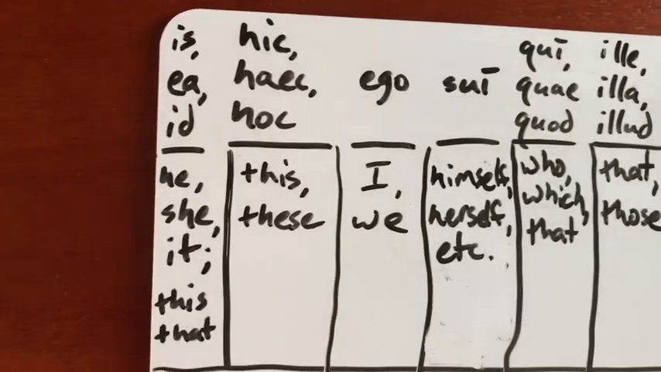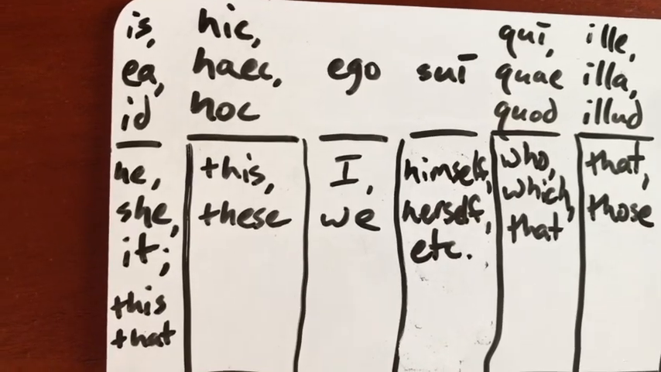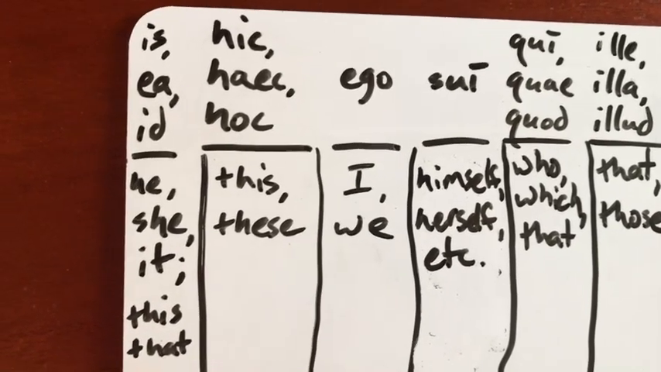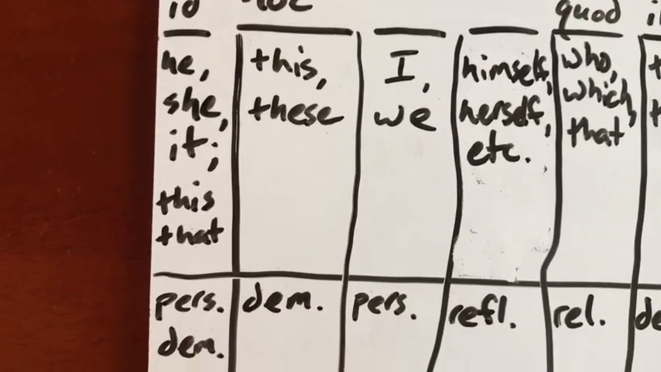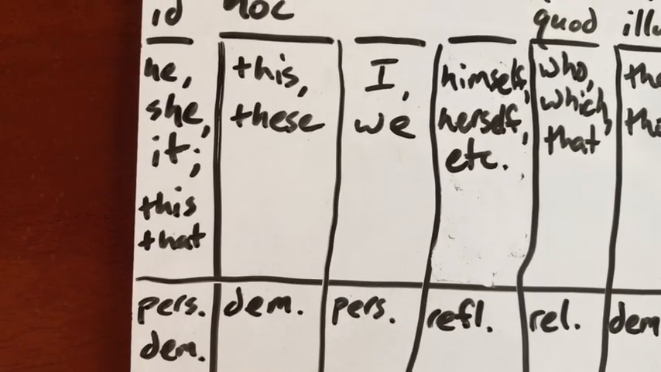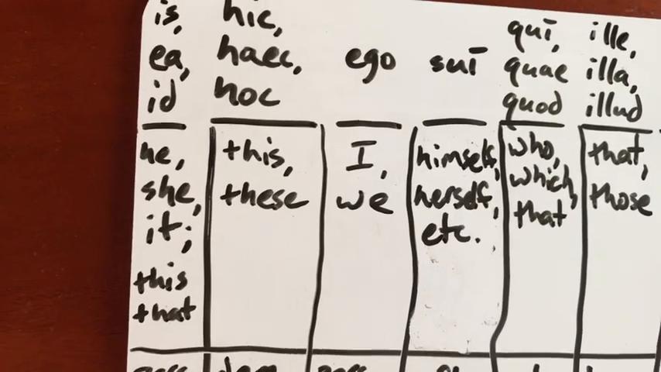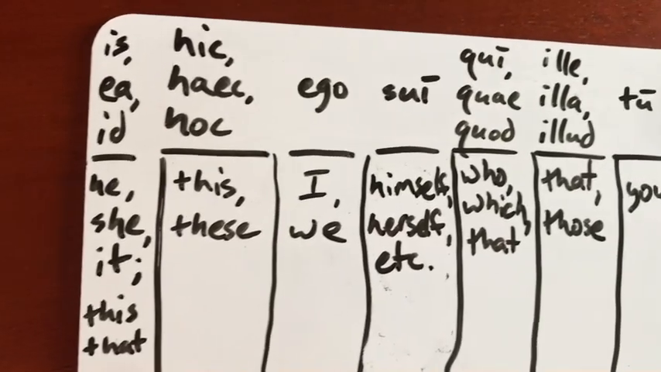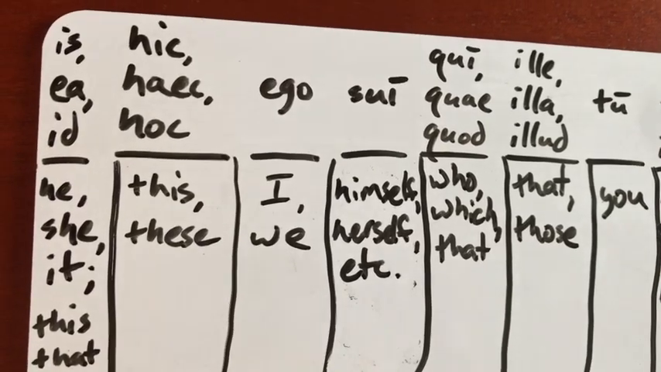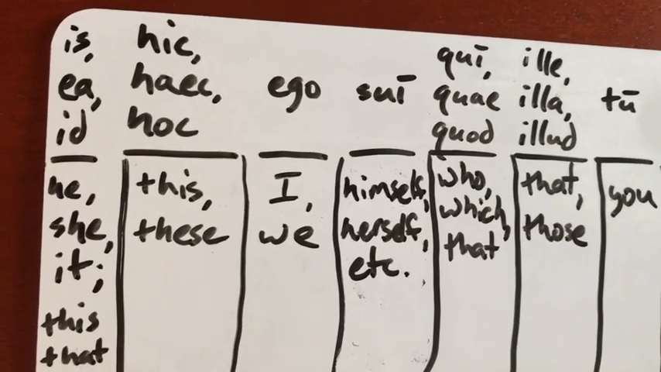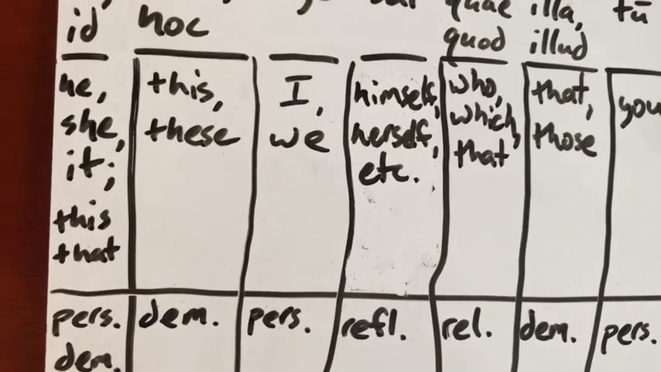Hic haec hoc was actually the first one I think we ever learned. In the singular, it means this. In the plural, it means these. All right? And this one is a demonstrative. Sometimes it can be weakened to have a very similar meaning to is ea id, but generally we'll just go with this and these. All right, ego means I or me in the singular, then we or us in the plural. And this is a personal pronoun. Okay, it's a first person.